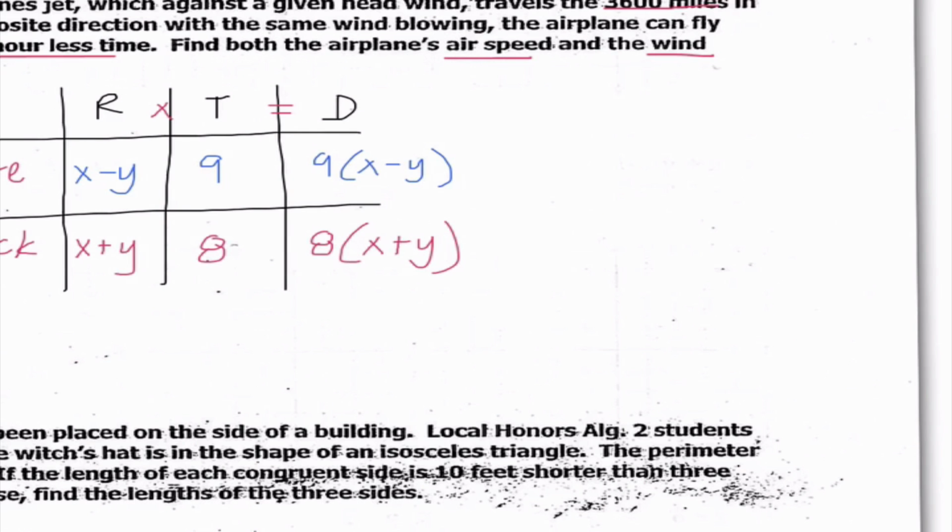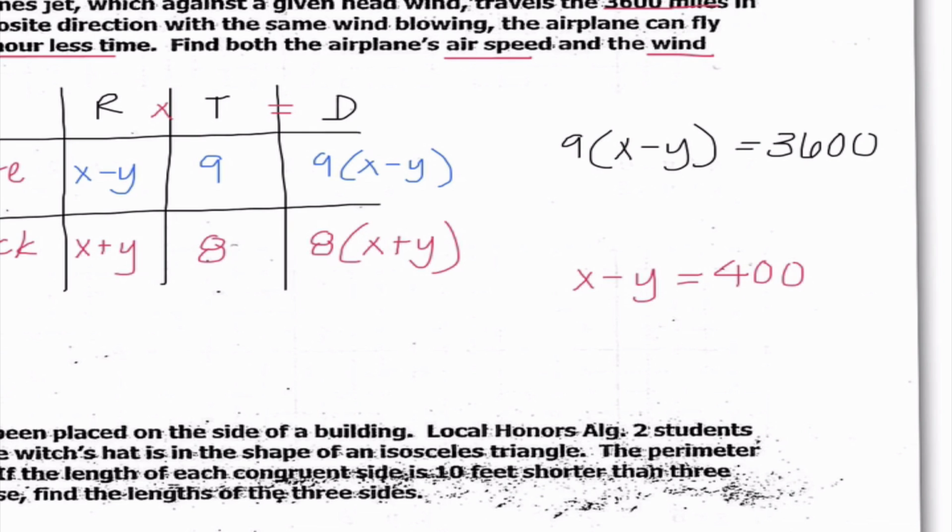Now, this is going to help us write our equations because I know 9 times x minus y is the distance, but they tell us the distance is also 3,600. I could also write this equation, if we wanted to, as x minus y equals 400. What I did there, I divided both sides by 9 to get the x minus y all by itself. I think that's going to make life easier. My second equation, I know 8 times the quantity x plus y is also equal to 3,600. And if I divide both sides by 8 there, I get x plus y equals 450.